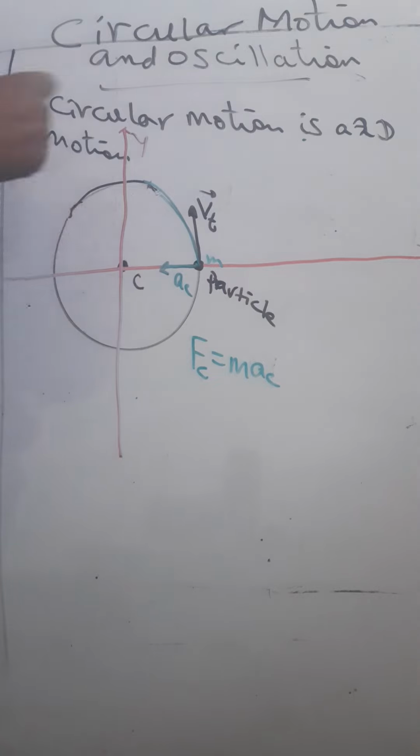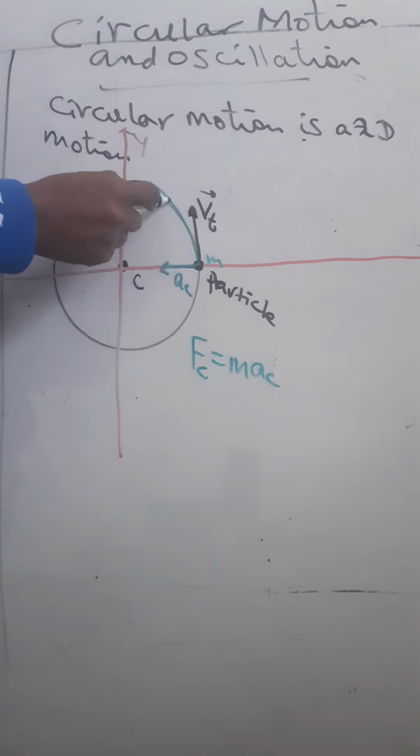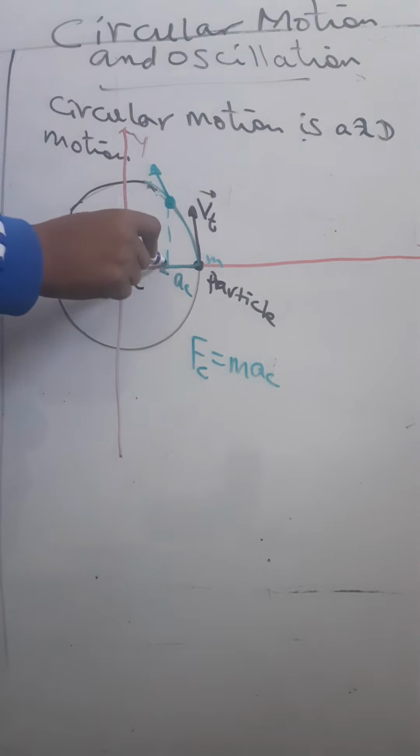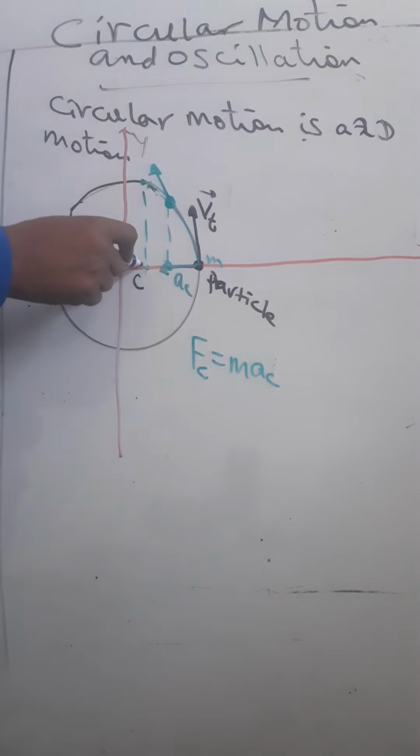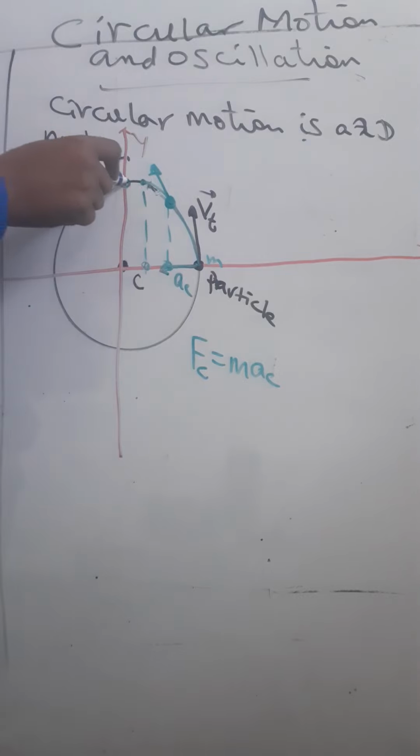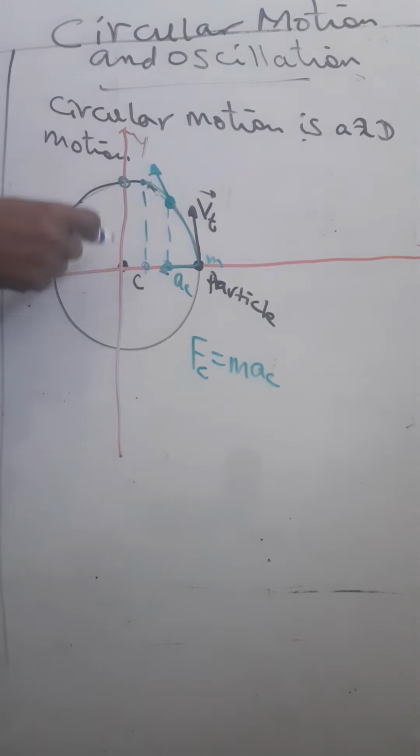So here, when the particle moves, let's say when it reaches here, its shadow is going to be here. When it is here, automatically it will have a shadow here. And when it is here, the shadow comes to be at the origin of the axis, or we can say at the center of the circle.